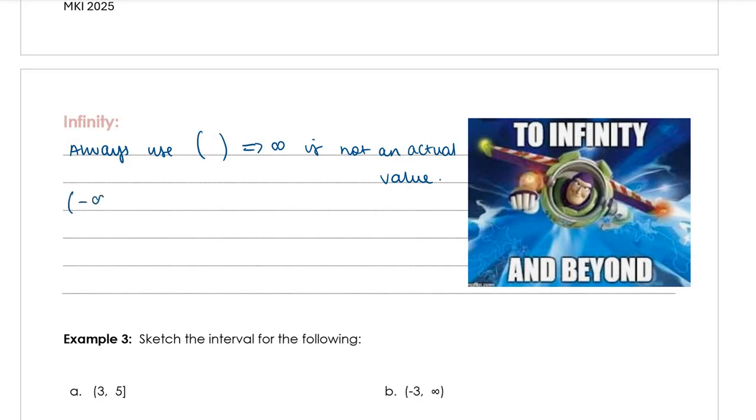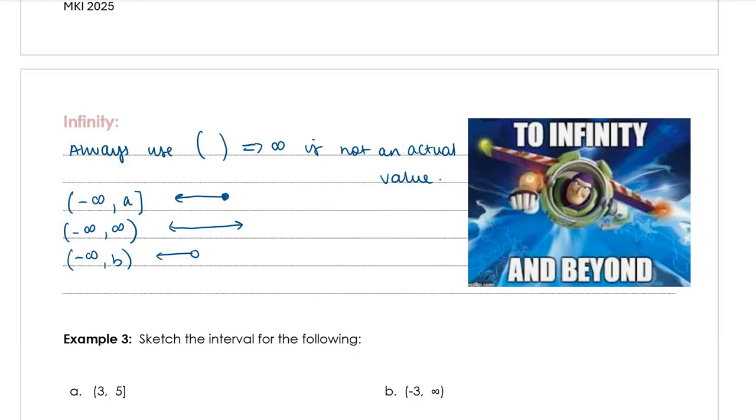So in this case, we'd have things like negative infinity to a, well, that would be a closed bracket going to the left. Negative infinity to infinity would just be an arrow going both ways. Let's say we had negative infinity to b, that would be an arrow that goes towards an open circle.